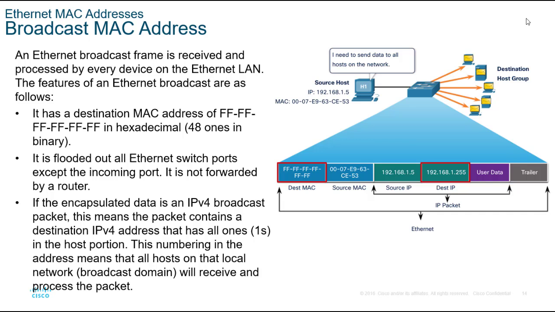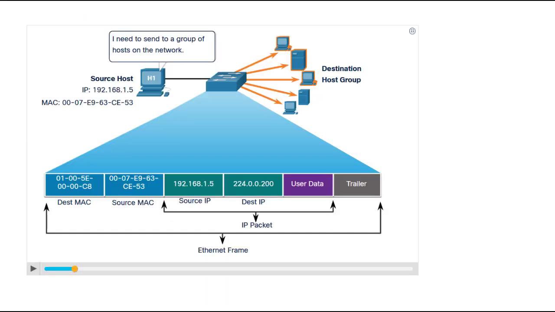An example of a protocol that uses Ethernet and IP version 4 broadcast addresses together is Dynamic Host Configuration Protocol, or DHCP, which is used to dynamically assign IP addresses to hosts on a network. What if a frame is intended for multiple but not all recipients on a LAN? In this case, an Ethernet multicast frame is used because it can be received and processed by a group of devices on an Ethernet LAN that are members of the same multicast group.